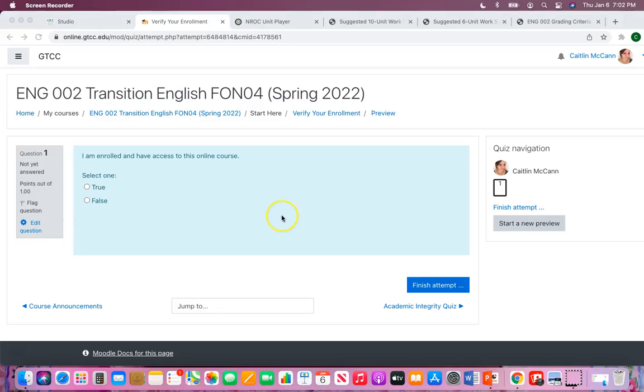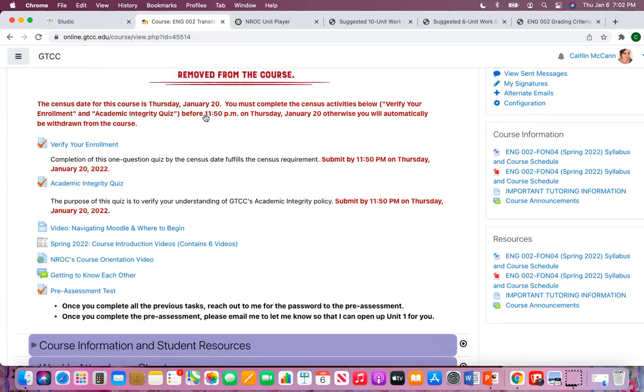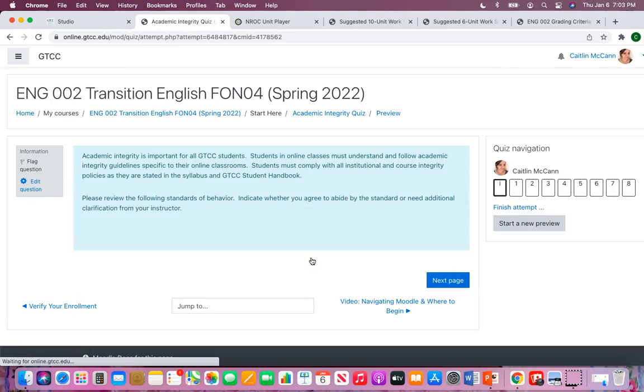Like I showed you with the example attendance check, you just answer the question and then you'll click finish attempt and submit your answer a couple of times. So that's for the verify your enrollment census activity. The census activity for the academic integrity quiz is, I think, a smidge longer, unless they've since made it shorter. No, it is a little bit longer, but super easy.